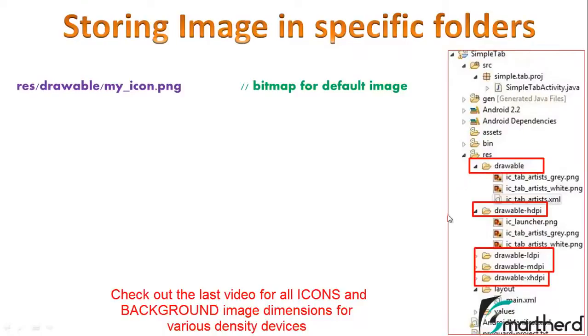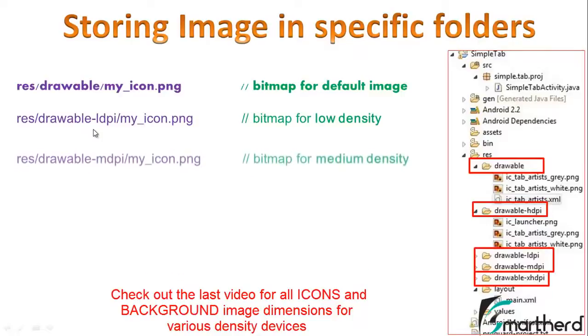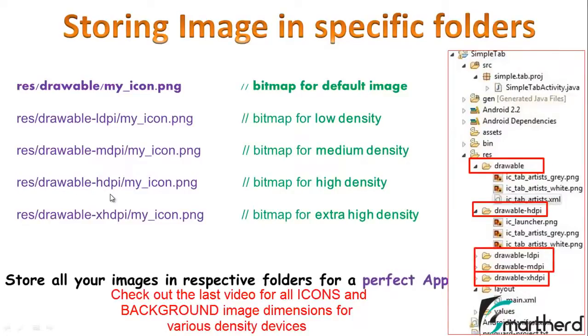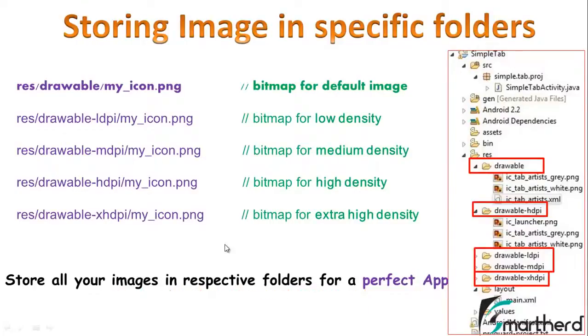In simple words, if you are using an HDPI device, then it will look for the high definition dimension of the image, and if such an image is not present in the HDPI folder, then it directly draws the image from the default folder, which is drawable. Similarly, we store LDPI images in the drawable-ldpi folder, MDPI, HDPI and XHDPI images in the respective folders. Now this will make our application run very smoothly. So it is always recommended to store all your images in the respective folders for a perfect application. This will enhance the experience of a user, right?